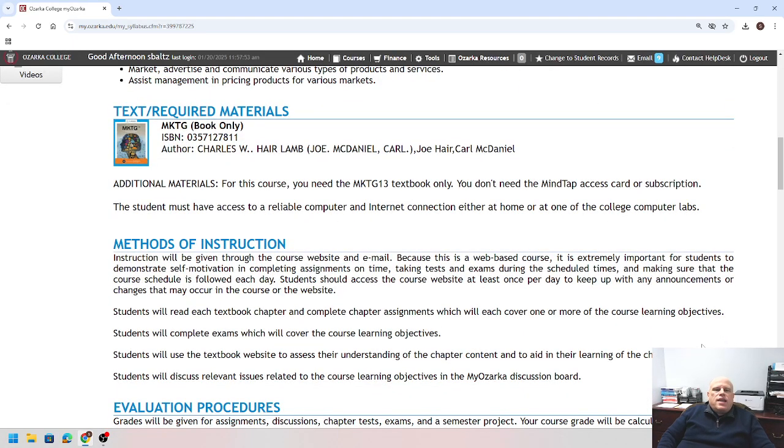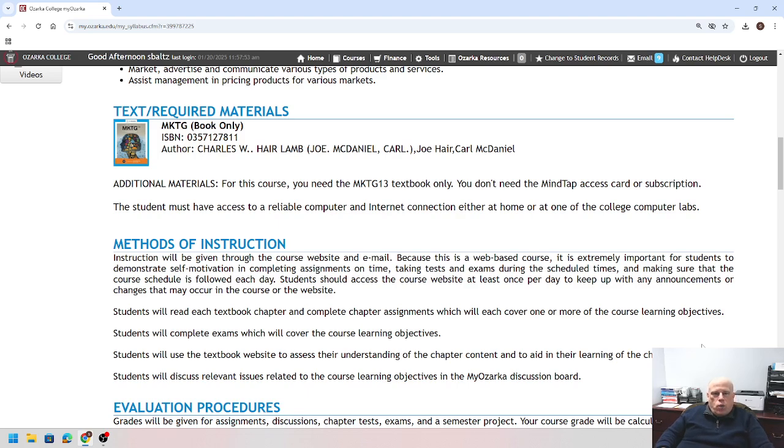All right. Next item on the course syllabus is the textbook. And you'll notice it shows a picture of the textbook. I'll hold up the textbook so you can see what it looks like. But basically, it's Marketing 13. The 13 just is the edition of the textbook.